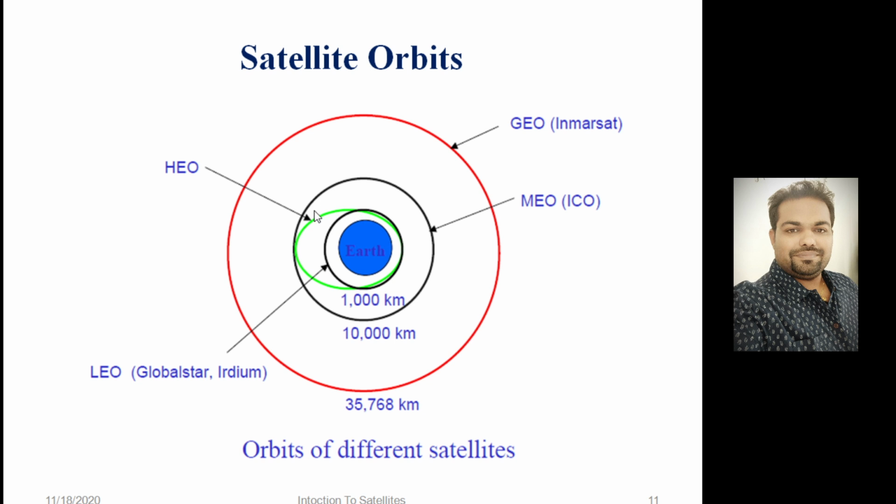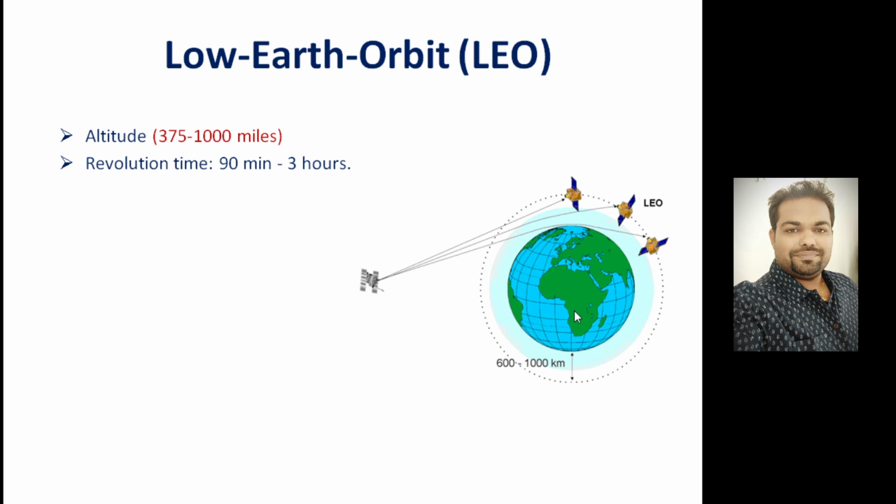So we do not want to keep anything in this highly elliptical orbit. Either we can put it in low Earth orbit, middle Earth orbit, or a lot of communication satellites are being placed in GEO, geosynchronous Earth orbit. So these are the different types of Earth orbits. First, let us start from low Earth orbit.